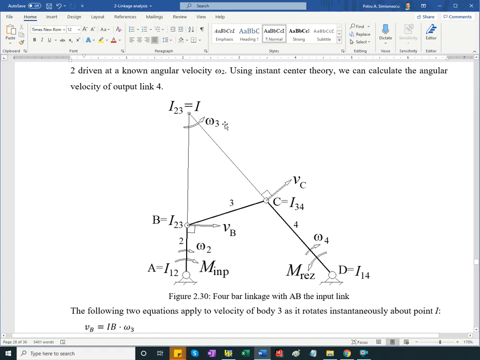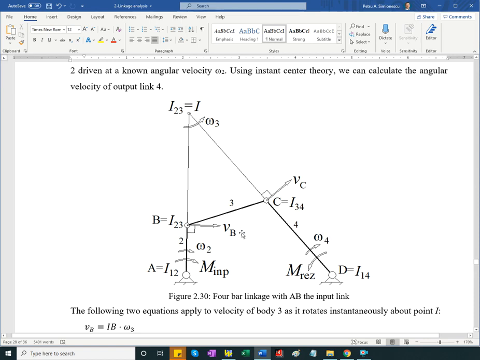We can measure anything that we want. You will see it's a matter of finding the instant center between link 3 and the ground, I13 here, which for brevity is labeled just I. So we can calculate omega 3, we can calculate omega 4.